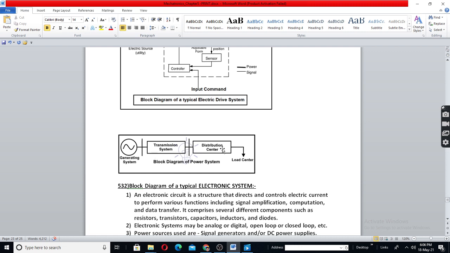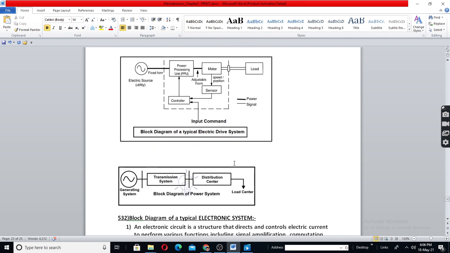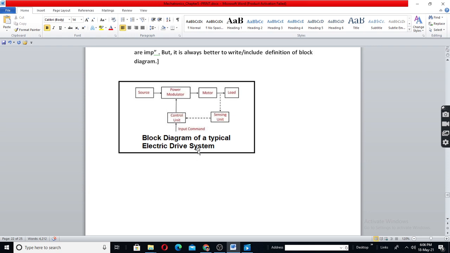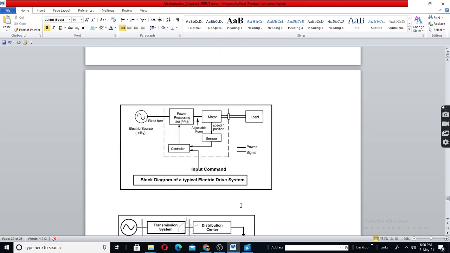This is about the power system. We have generating system, transmission, distribution, and load center. This is a very short one. If there is a lot, you better write the first two. Any of these two are the same.